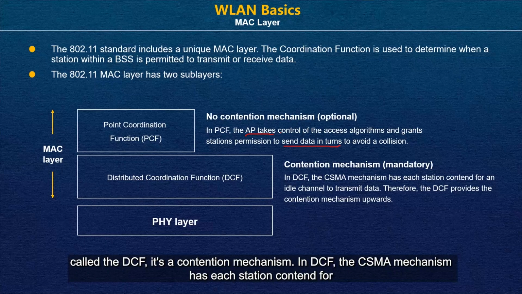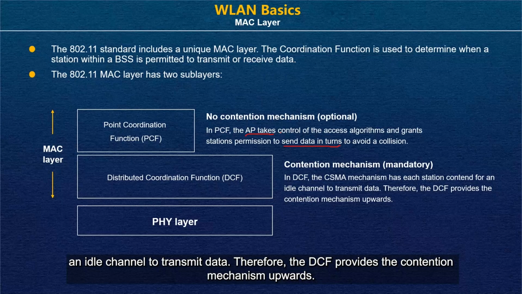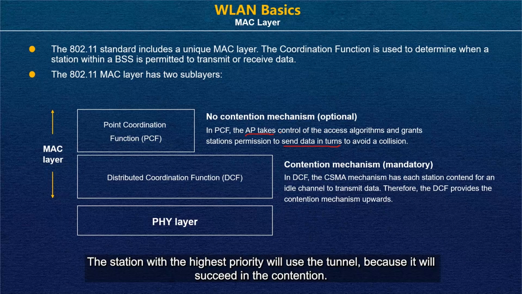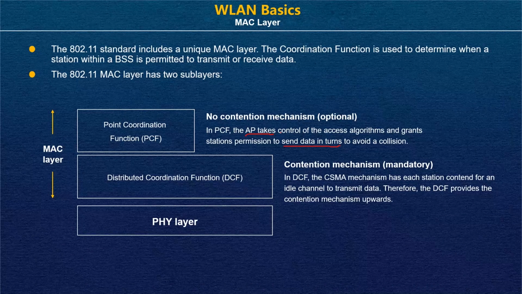While another is called the DCF. It's a contention mechanism. In DCF, the CSMA mechanism, it has each station contend for an idle channel to transmit data. Therefore, the DCF provides the contention mechanism. The station with the highest priority will use the channel because it will succeed in the contention.